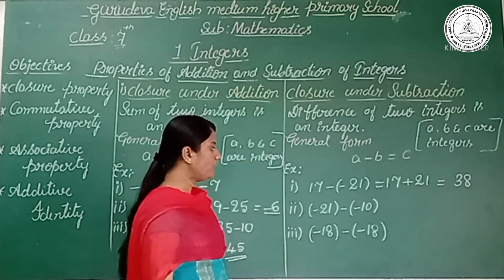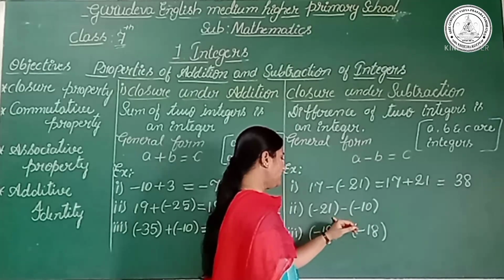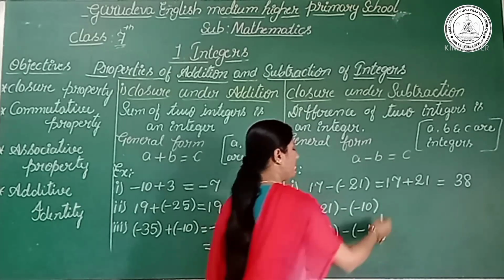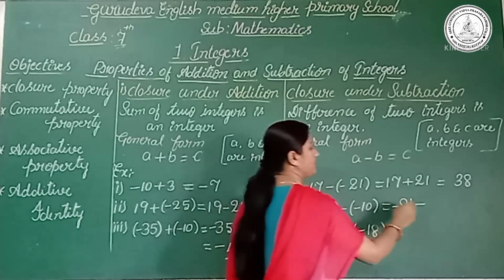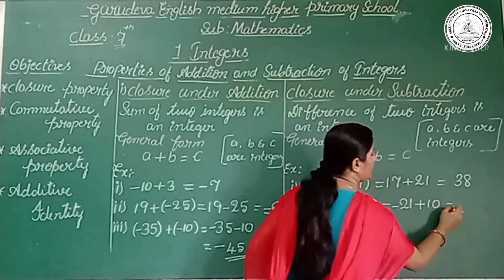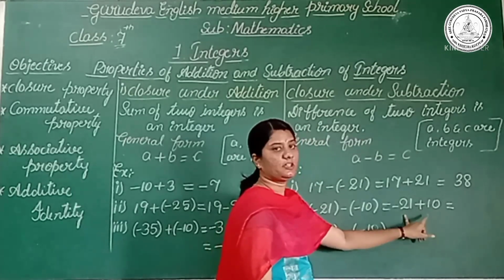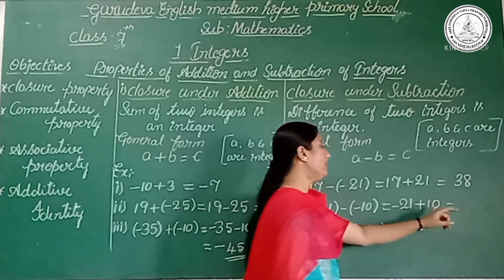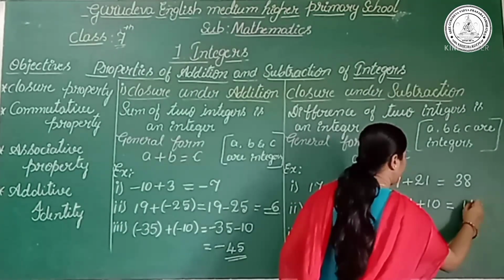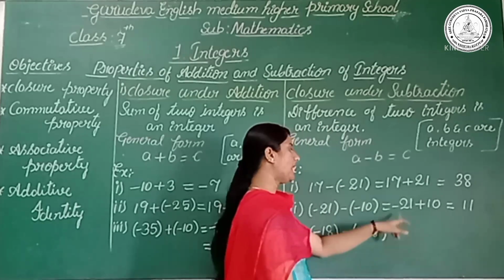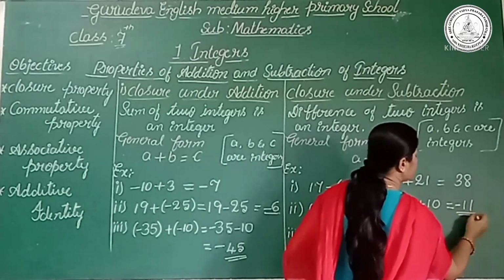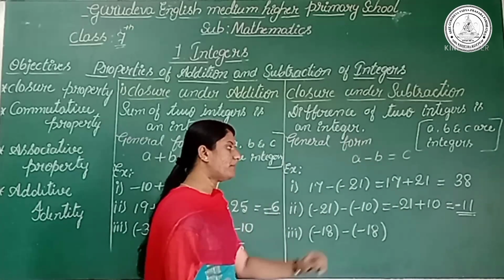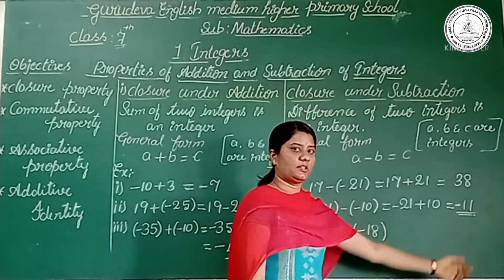Yes. Then the second problem is minus 21 minus of minus 10, which is equal to minus 21 plus 10. Here these two numbers have different signs, so subtract: 21 minus 10 is 11, and the greater number is 21 having the negative sign. Keep it in the difference, that is minus 11. So we know that minus 11 is also an integer, right?